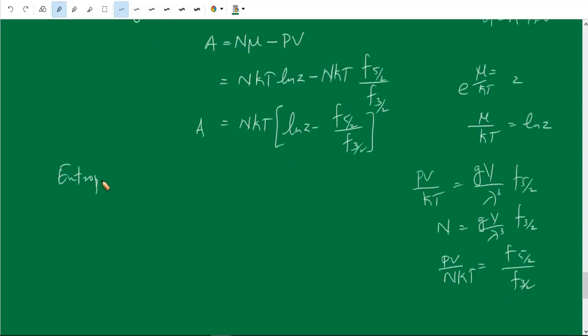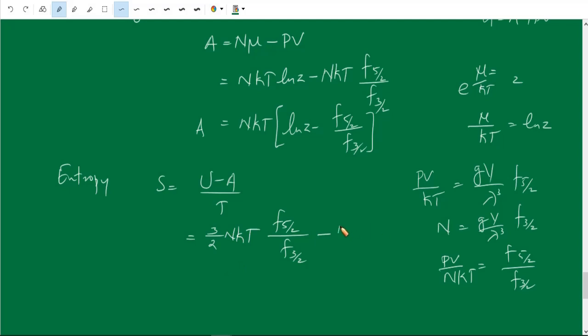Next is the entropy of the system. Entropy S is equal to U minus A divided by T. So what is U? We know that U is 3 by 2 NkT f 5 by 2 divided by f 3 by 2. You remember that 3 by 2 NkT is the internal energy of the classical ideal gas. So the dimension of this U is also the same, no? So therefore you can write this is U minus A.